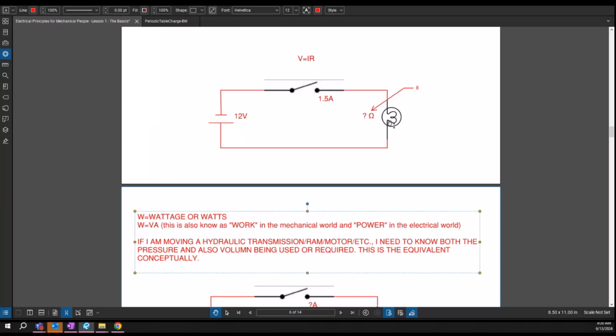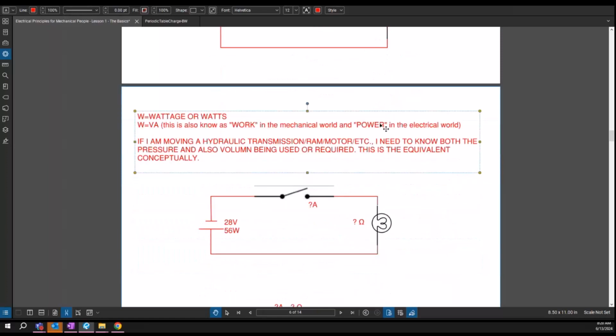Tracking so far? Yeah. Okay. I need to know both of those if I'm going to provide correct power to a load, to a lamp, a light bulb in this case. Because if I apply too much voltage, I'm going to blow the thing out. If I don't apply enough voltage, it's not going to actually turn on. Same concept with hydraulic transmissions or rams or motors, something like that. If I have something that I'm using hydraulic force to move, I have to have both the pressure and the volume correct. Gotcha.